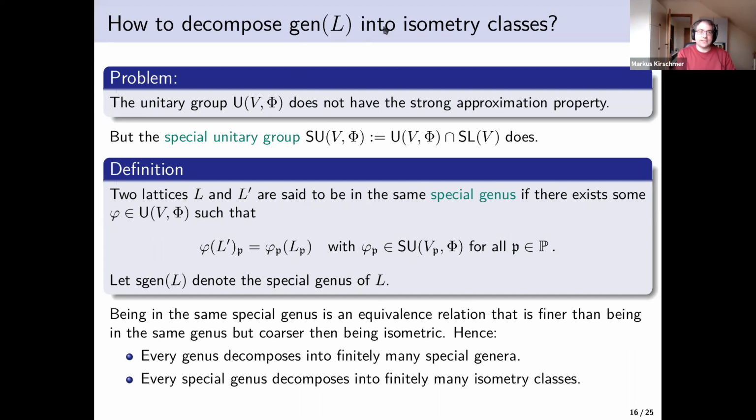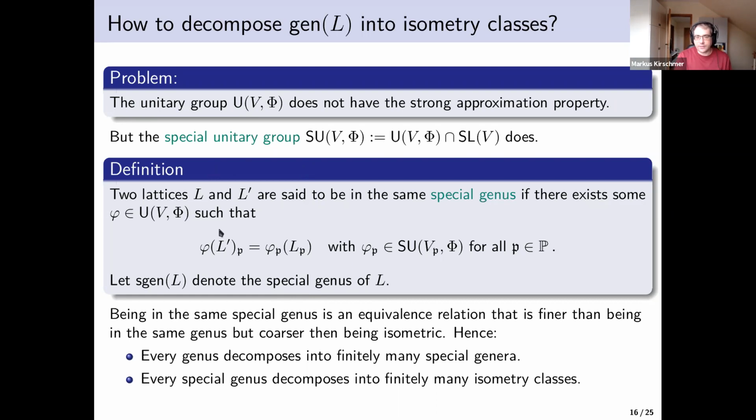Let's explain how to decompose the genus into isometry classes. Well, the problem is the unitary group doesn't have strong approximation, and that's why this is a little bit tricky. But the special unitary group, so if you intersect the unitary group with the SL, then you do have strong approximation.